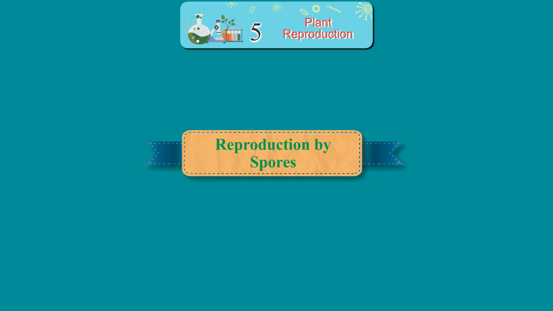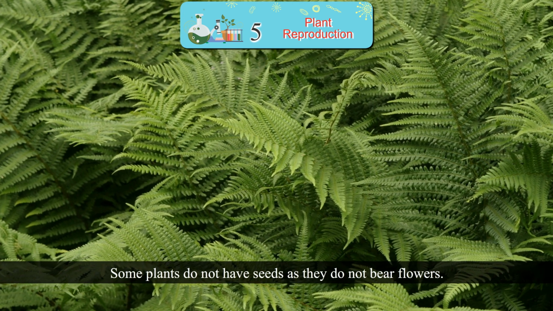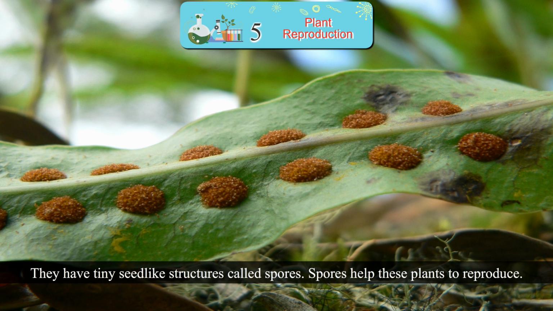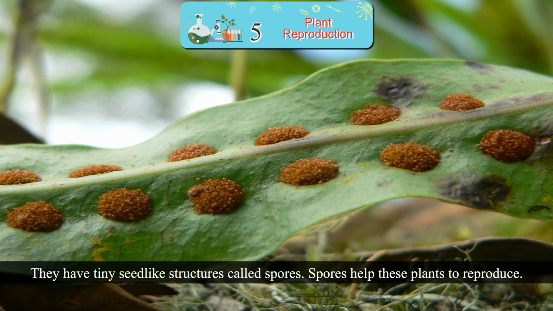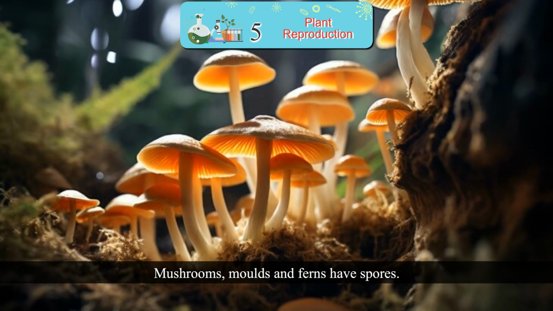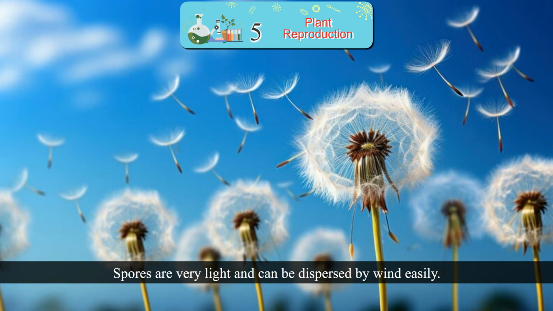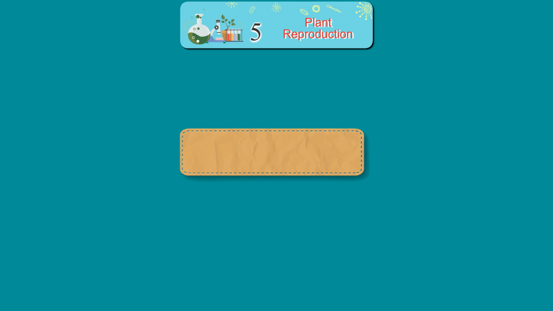Reproduction by spores. Some plants do not have seeds, as they do not bear flowers. They have tiny seed-like structures called spores. Spores help these plants to reproduce. Mushrooms, molds, and ferns have spores. Spores are very light and can be dispersed by wind easily.